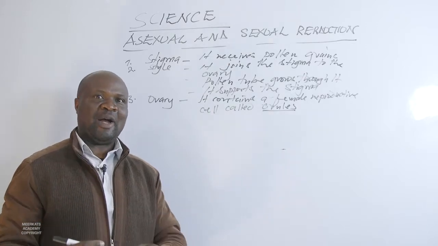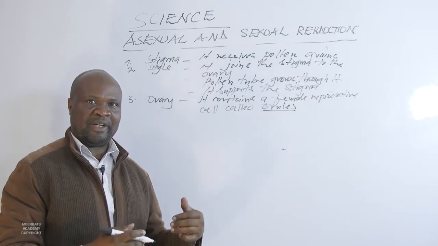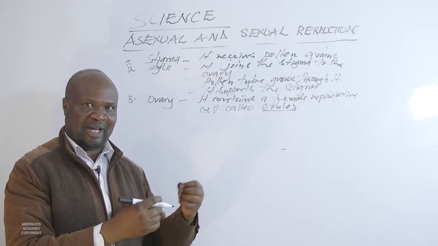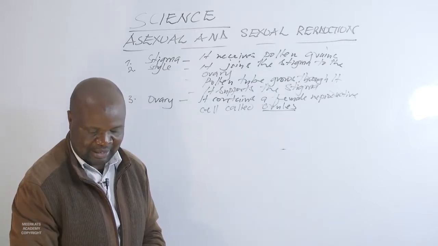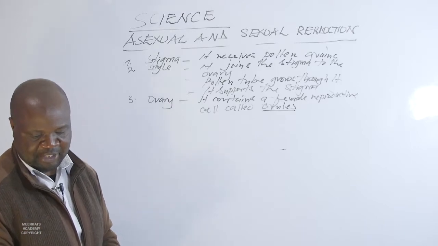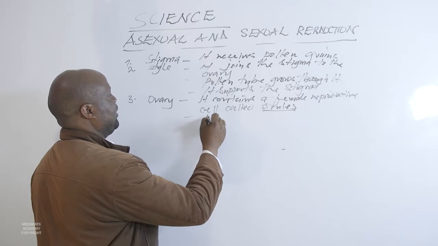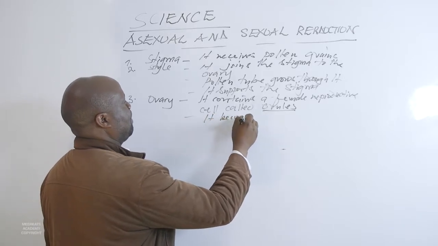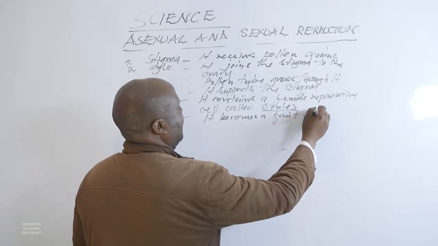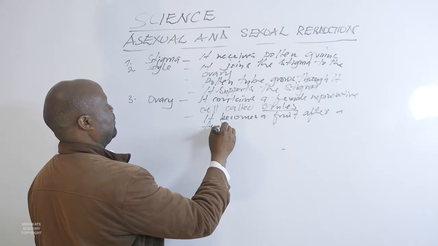These ovules are the ones that combine with the pollen grains that had fallen from the anthers. Then fertilization occurs. The ovary becomes a fruit after a process called fertilization.